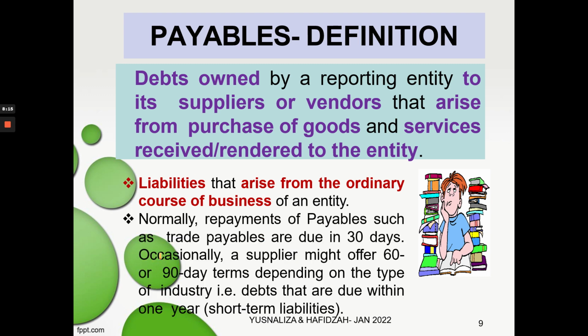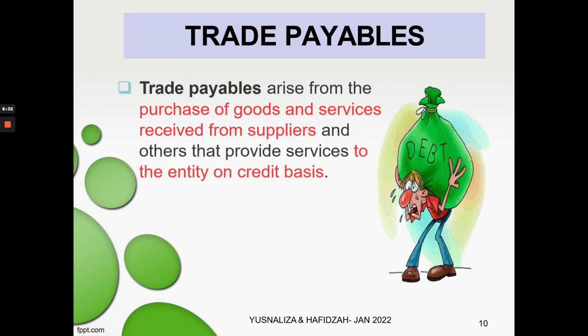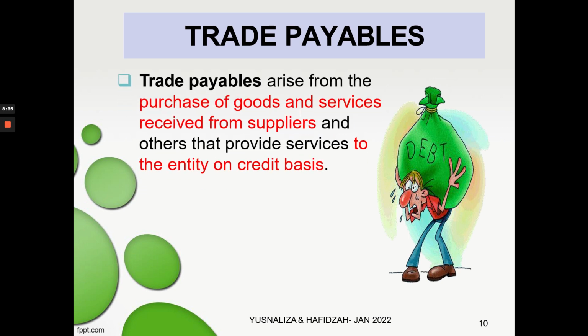Normally, the repayment of payables, such as trade payables, is due in 30 days. And normally that is also less than a year, which makes it a short-term liability. Sometimes it may be 90 or 60 days, depending on the type of industry. What are trade payables? Trade payables arise from the purchase of goods and services received from suppliers and others that provide services to the entity on a credit basis. The service is given, but only later will the payment be settled according to the terms of payment.